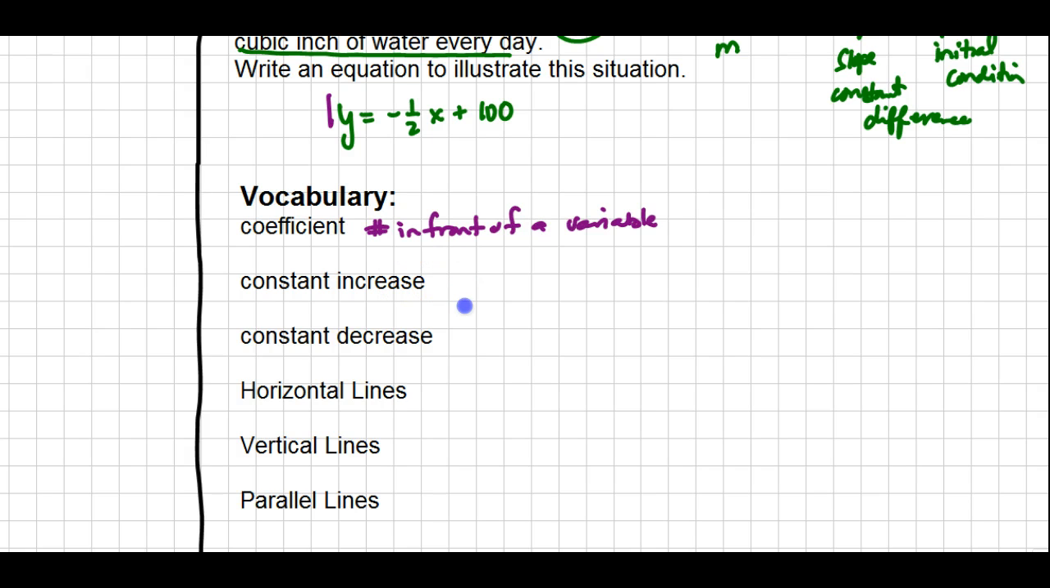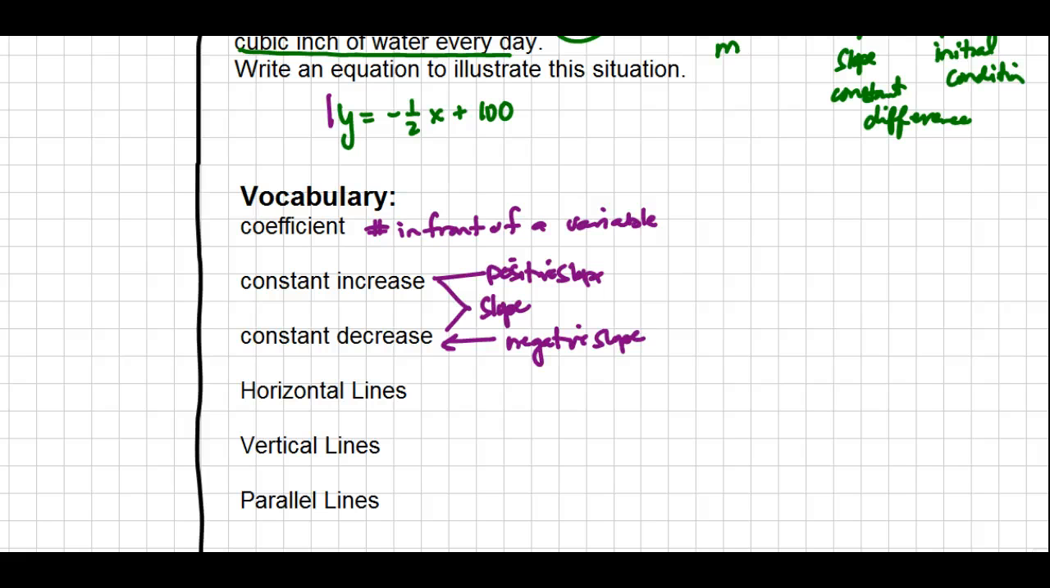Constant increase and decrease is another way to describe slope of a line. Keep in mind that if it's a constant increase, that means it will be a positive slope. And if it is a constant decrease, that means it is a negative slope. So again, that refers back to our water tank problem where we were constantly losing a half an inch of water. So that is a constant decrease situation, which is why we made that number a negative.